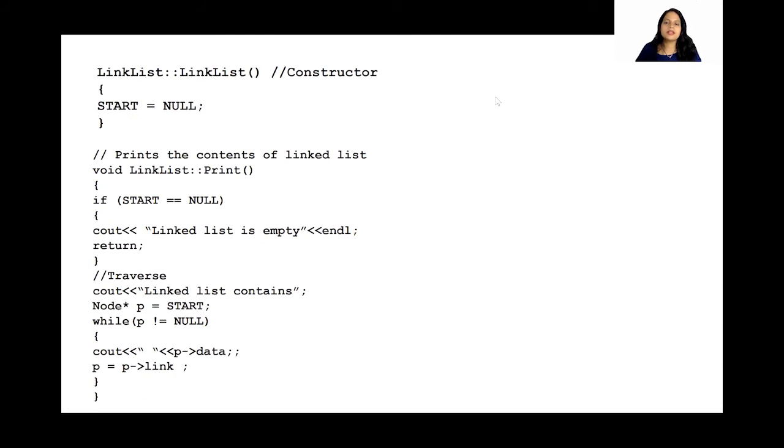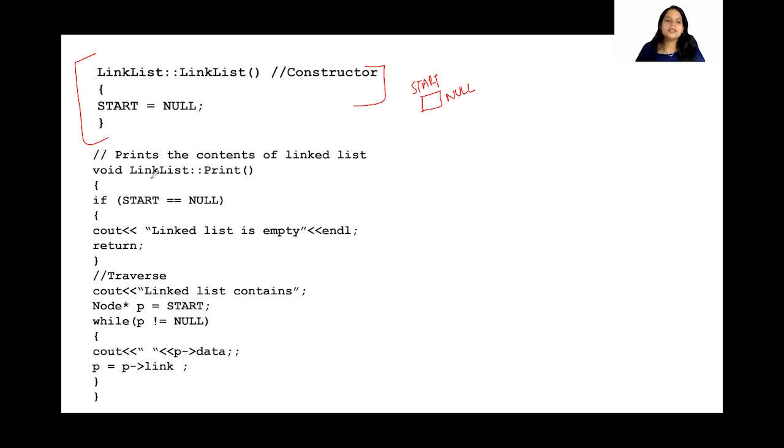The first one is the constructor linked list. Like I said, constructors are used to initialize values. I hope you remember that we have already declared, along with the structure definition, the start node. In this particular constructor, I'm going to set the start node to null. So as soon as I create a class object, the constructor will initialize the start node to null. That's all this particular constructor does.